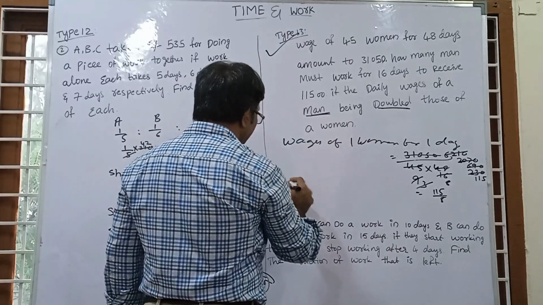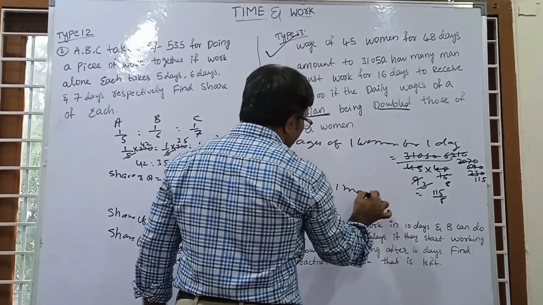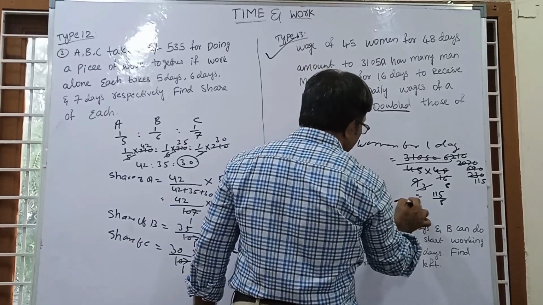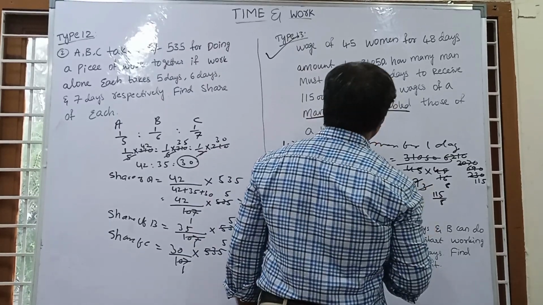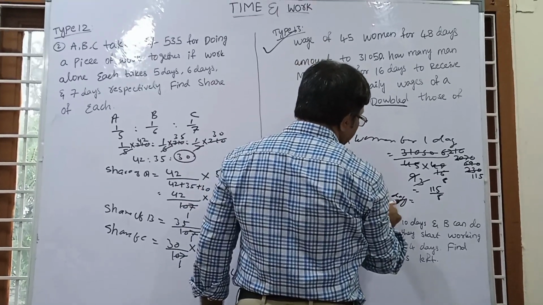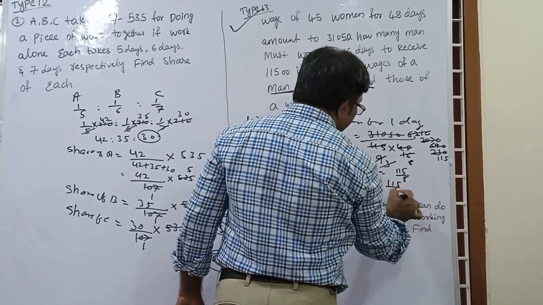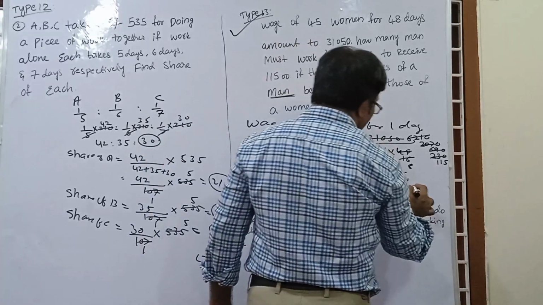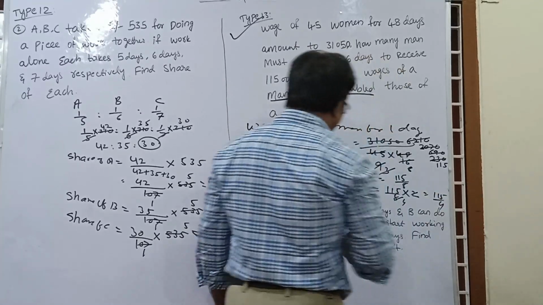So the wage of one woman for one day is this. Here given wages of one man. So wages of one man for one day is what? That is 115 by 8 into 2, because it is given double. So 2 1s are 2, 2 4s. So the answer is 115 by 4.